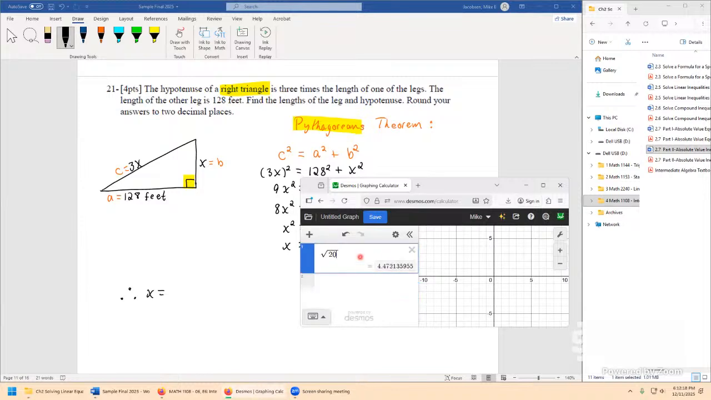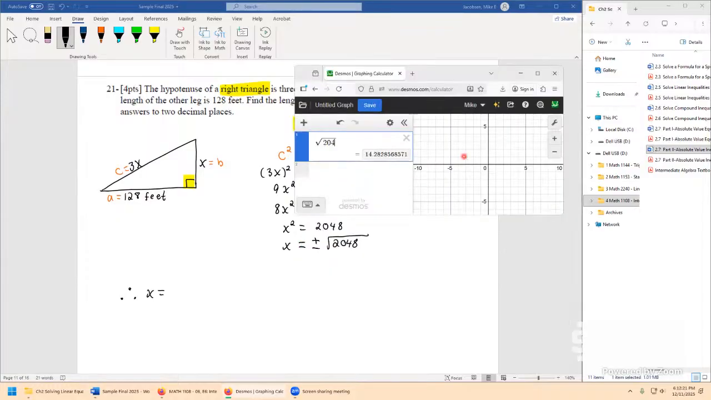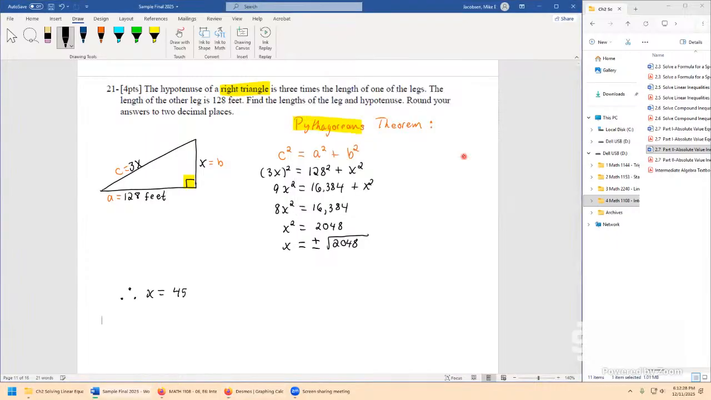It'll be the square root of 2,048. And to 2 decimal places, that'll be 45.25. So we found the length of one of the legs. We just need the hypotenuse. The hypotenuse length is 3 times x, which means it's 3 times 45.25.